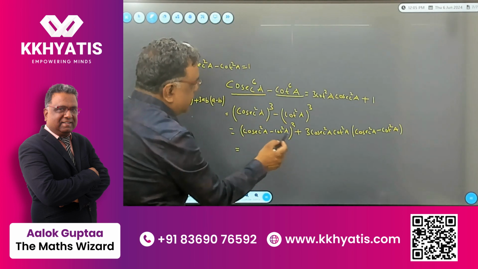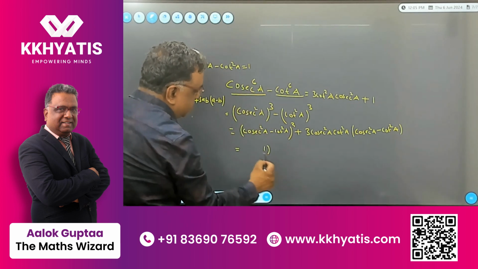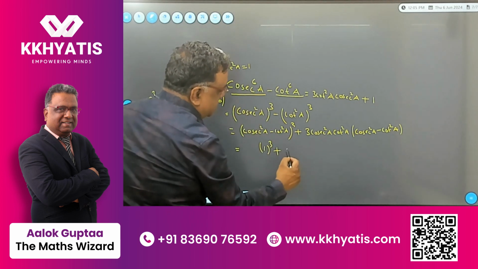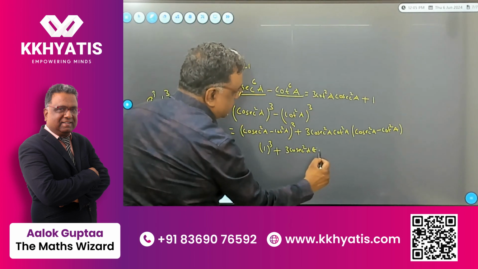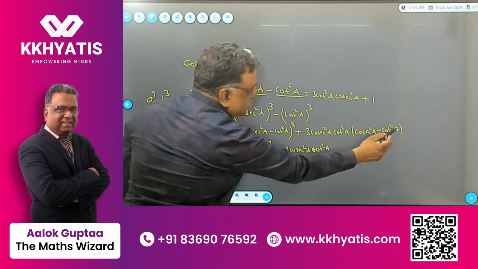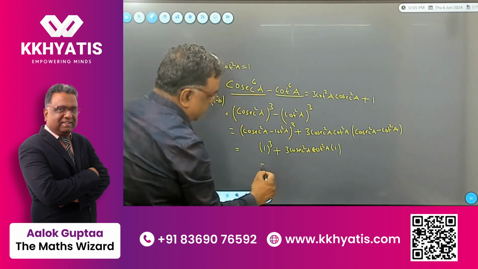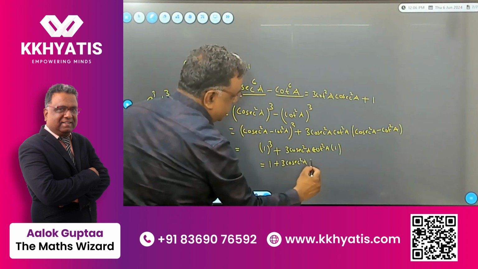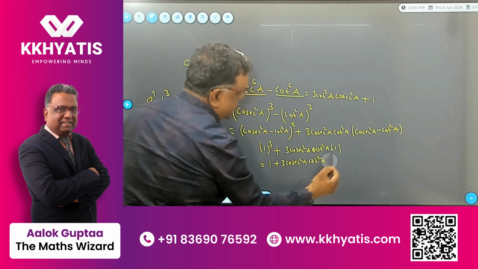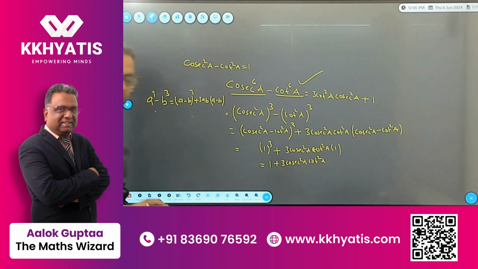Cosec square A minus cot square A is always 1, so this will be 1 cube plus 3 cosec square A into cot square A, into this, and this also would be 1. So ultimately it became 1 plus 3 cosec square A cot square A. So this is what we have to prove. Okay.